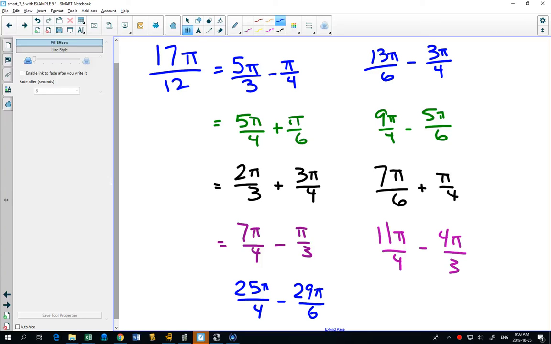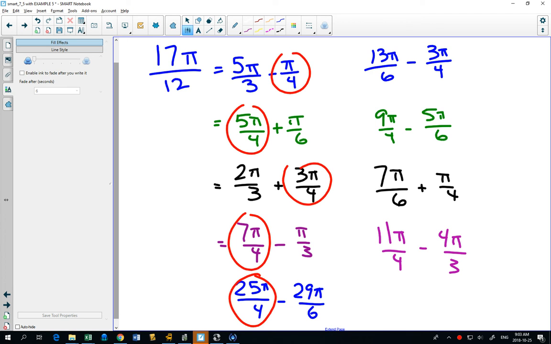But what do they all have in common? They're all in the unit circle somewhere. They all have, you're right, they all have pi over 4s. You can't make a single one without using something in the pi over 4 family.